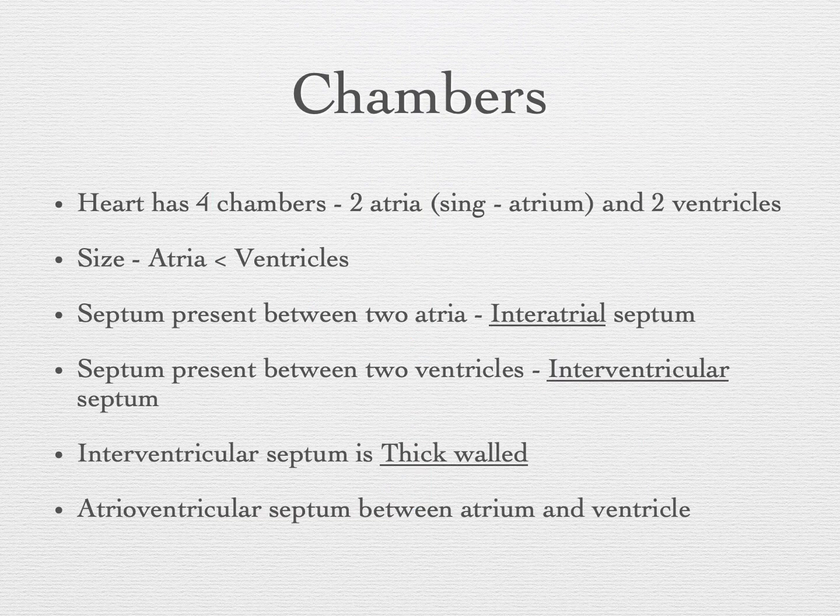Now just to run through this text, the heart has 4 chambers, the 2 atria and the 2 ventricles. The size of the atria is smaller than the size of the ventricles. The septum present between the 2 atria is the interatrial septum, and between the 2 ventricles is the interventricular septum. The interventricular septum is thick-walled compared to the interatrial septum. And finally, the atrioventricular septum divides the right and the left halves into the atrium and the ventricles.